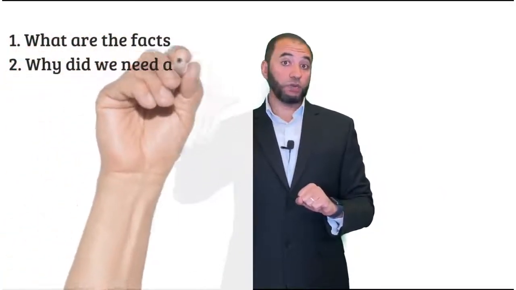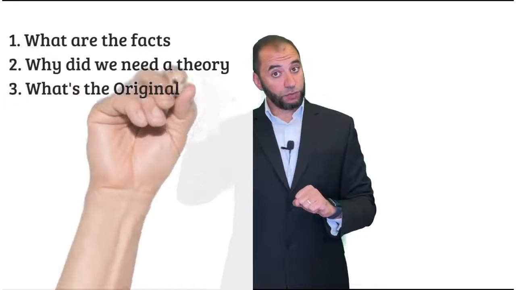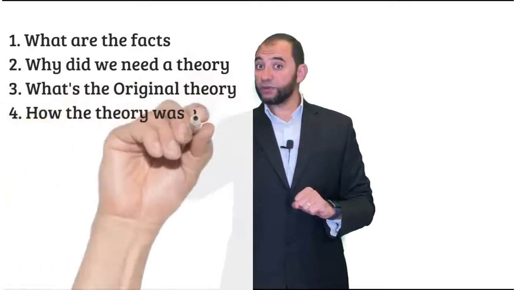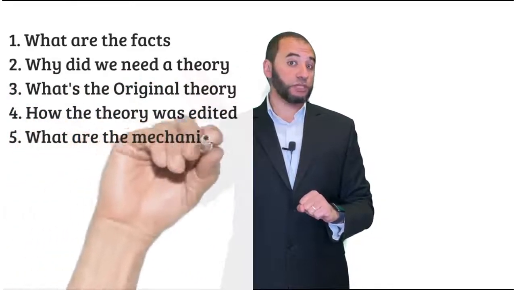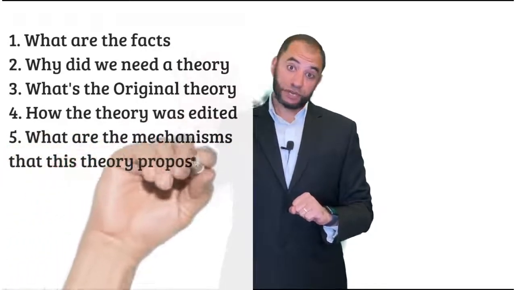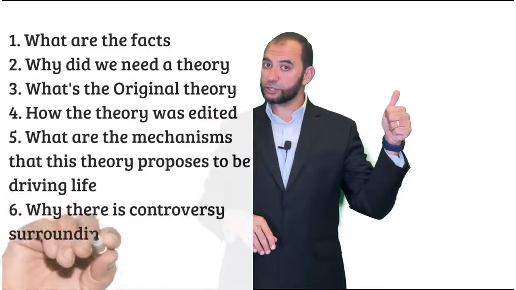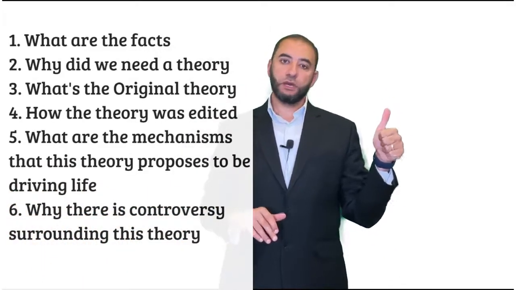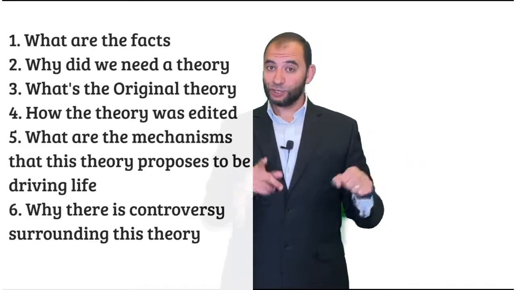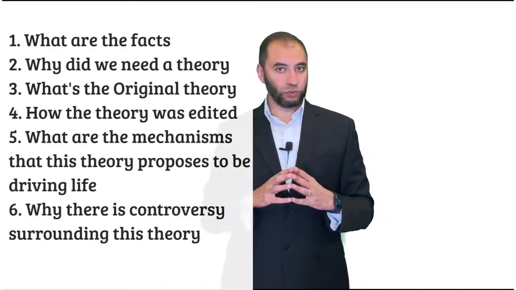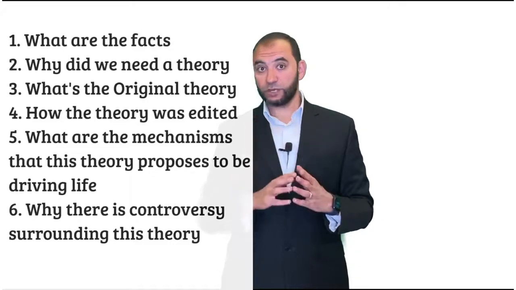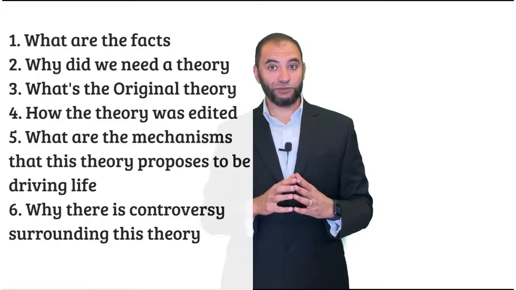I hope that this introduction has given you an idea about, number one, what are the facts? Number two, why did we need a theory? Number three, what was the original theory? Number four, how this theory was edited after we understood genetics. Number five, what are the mechanisms that this theory proposes to be driving life? And number six, why there is controversy around the theory of evolution. So join us next lesson where we explore more about those mechanisms, starting with random mutation.